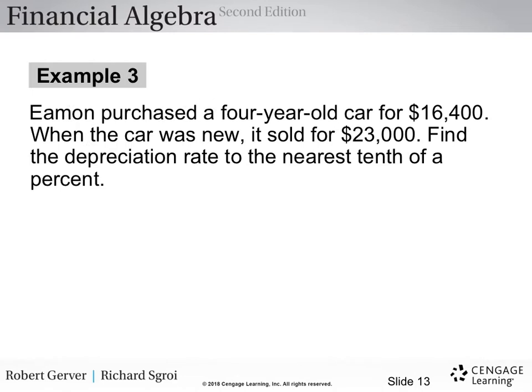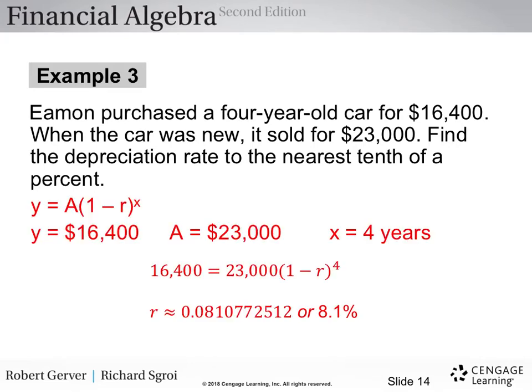All right, let's look at example 3. Eamon purchased a 4-year-old car for $16,400. When the car was new, it sold for $23,000. Find the depreciation rate to the nearest tenth of a percent.